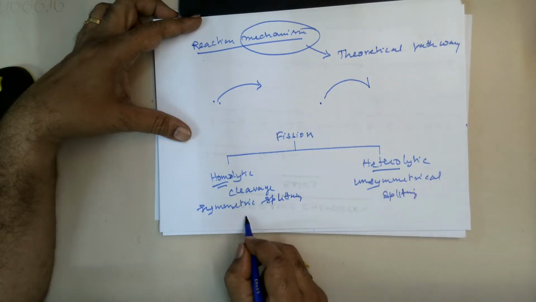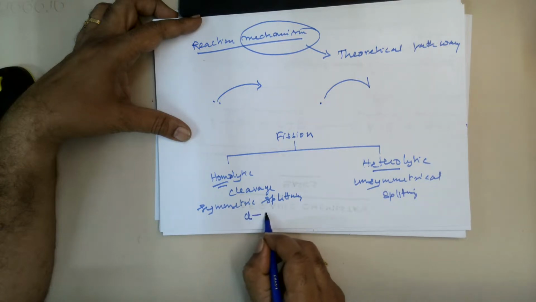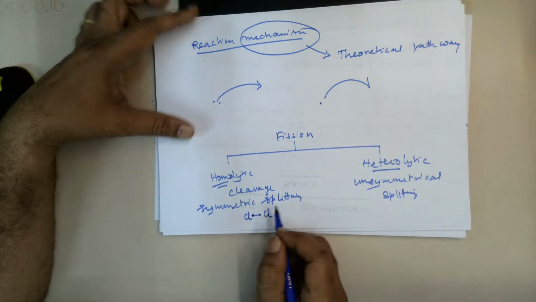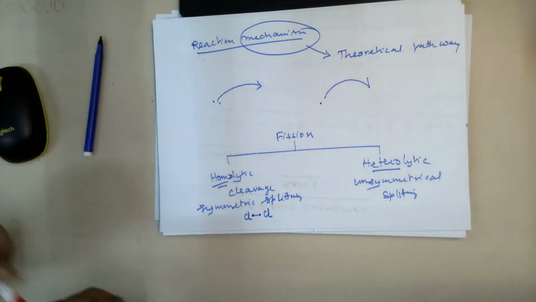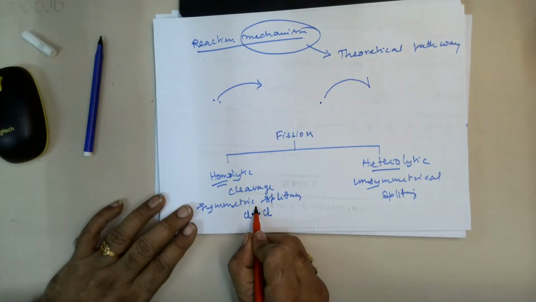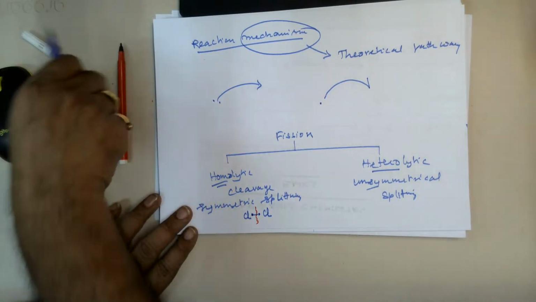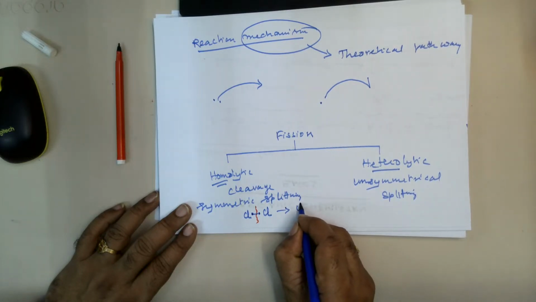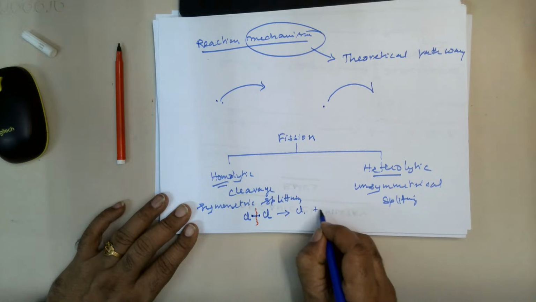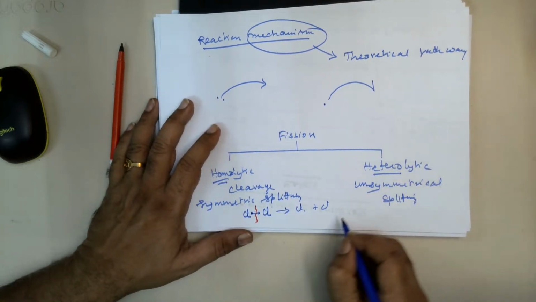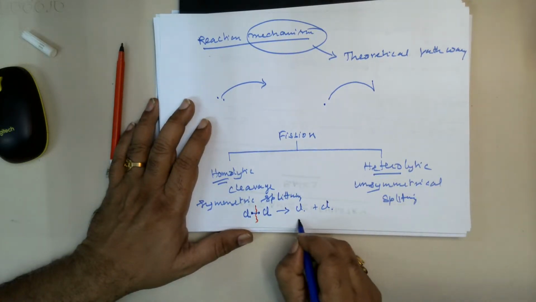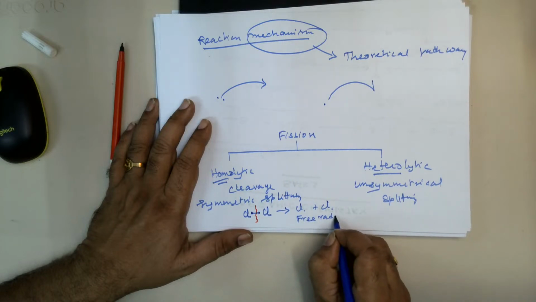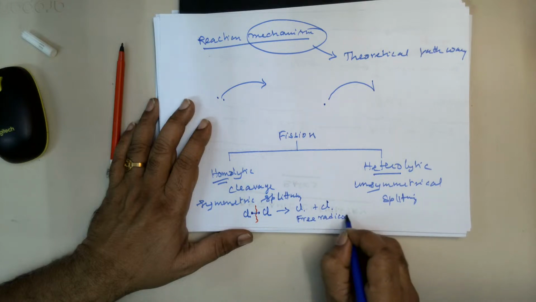For example, let me consider chlorine, Cl2. For a bond, a minimum of 2 electrons are required. In this case, there is a symmetric cleavage. That is, they result in similar entities, a chlorine with an odd electron and another chlorine with an odd electron. They are called free radicals. Free radical means an atom with an odd electron. They are highly energized.